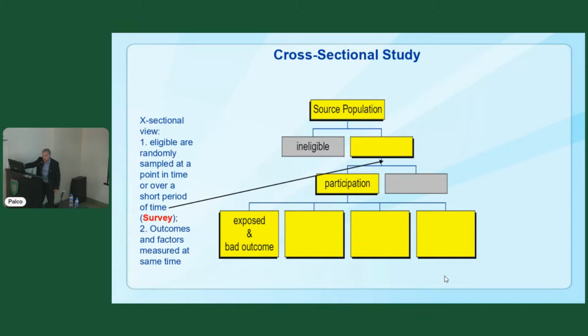But eligible or not, participate or not, and then you go and measure exposed to this, or that, this type of health outcomes on this. It's all collected at the same time. That's another characteristic of a cross-sectional survey. Every measurement is done at the same point in time.